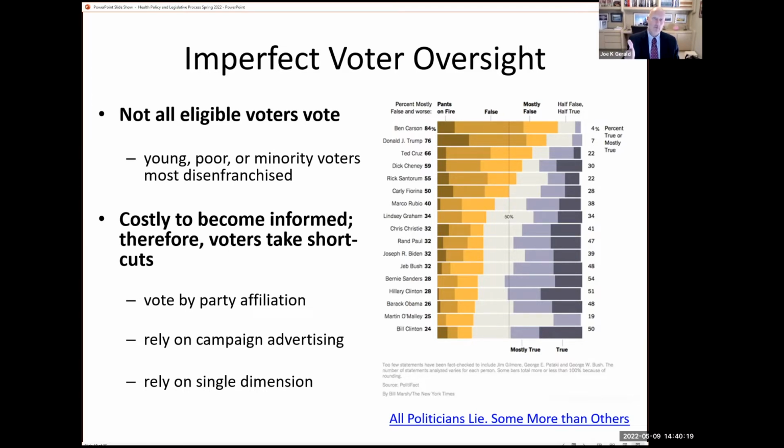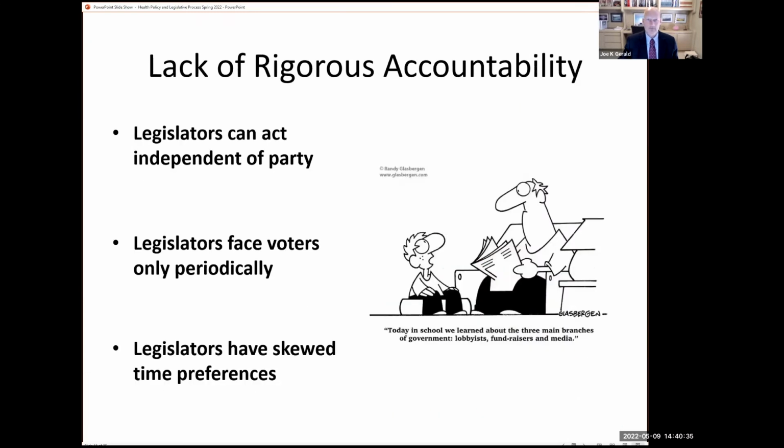So we got two major problems. A lot of voters don't vote, and the voters that do are often terribly misinformed about the important issues. And in these circumstances, elected officials then have a lot more latitude to craft legislation that doesn't match voter preferences.